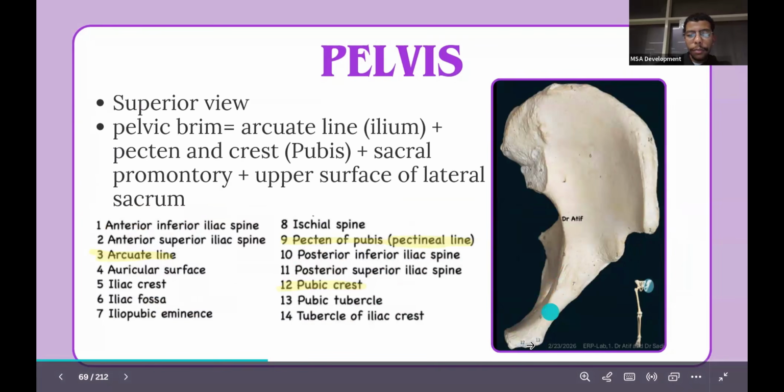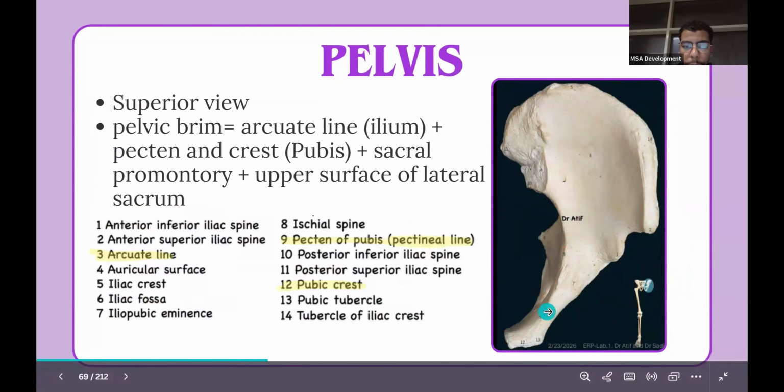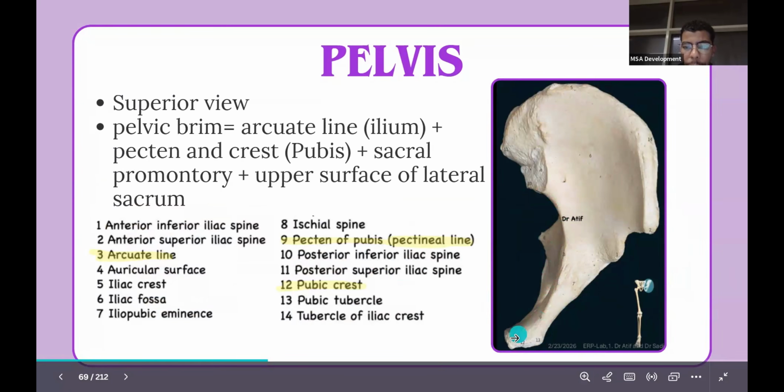Then we have the pubic crest. This is the only thing that is new. And we also have the arcuate line. Now, this is our arcuate line. Here's our pecten of the pubis. Oh, I mixed them up. Okay, so yeah, this here is our arcuate line, the one at the top. And then at the bottom, we have the pubic crest. Okay, these are the only two new things in this slide.